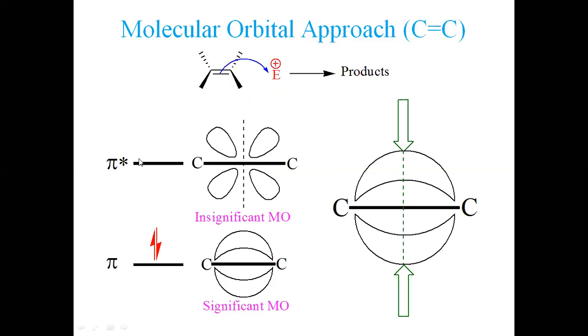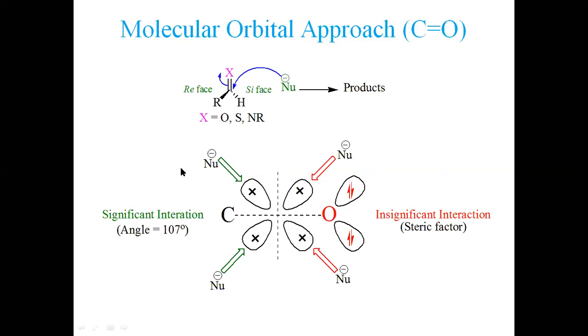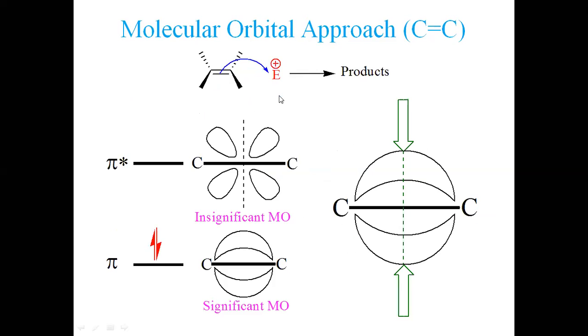It also has two orbitals, pi and pi star. Pi is occupied, pi star is empty. Now look at here. What is happening? The nucleophile is electron rich. It has two possibilities. It can transfer electrons to pi. It can transfer electrons to pi star.